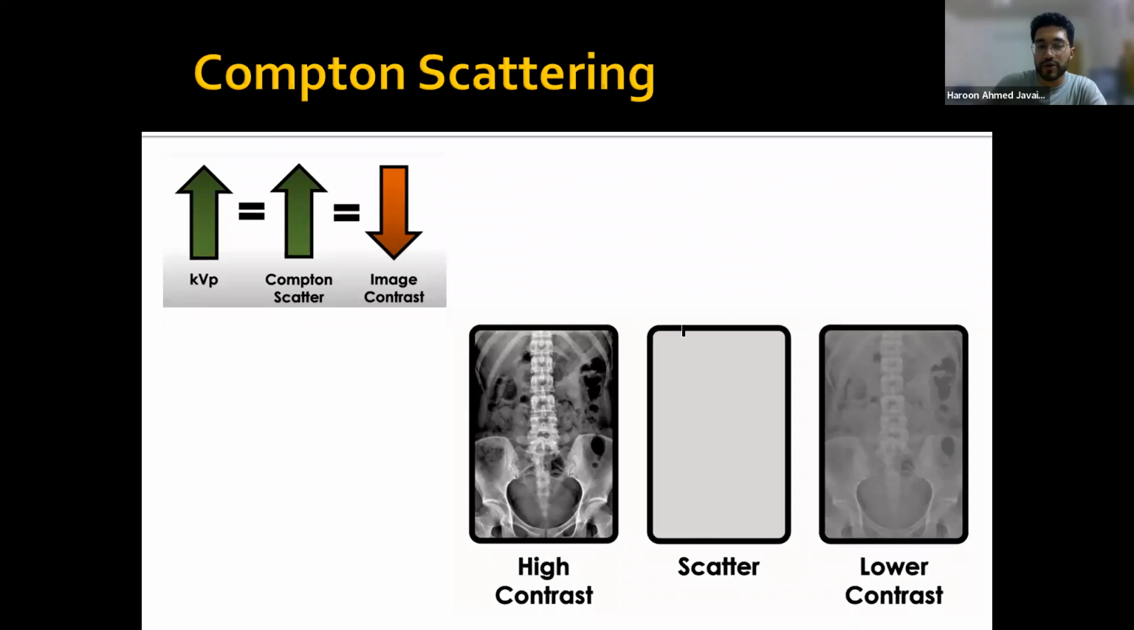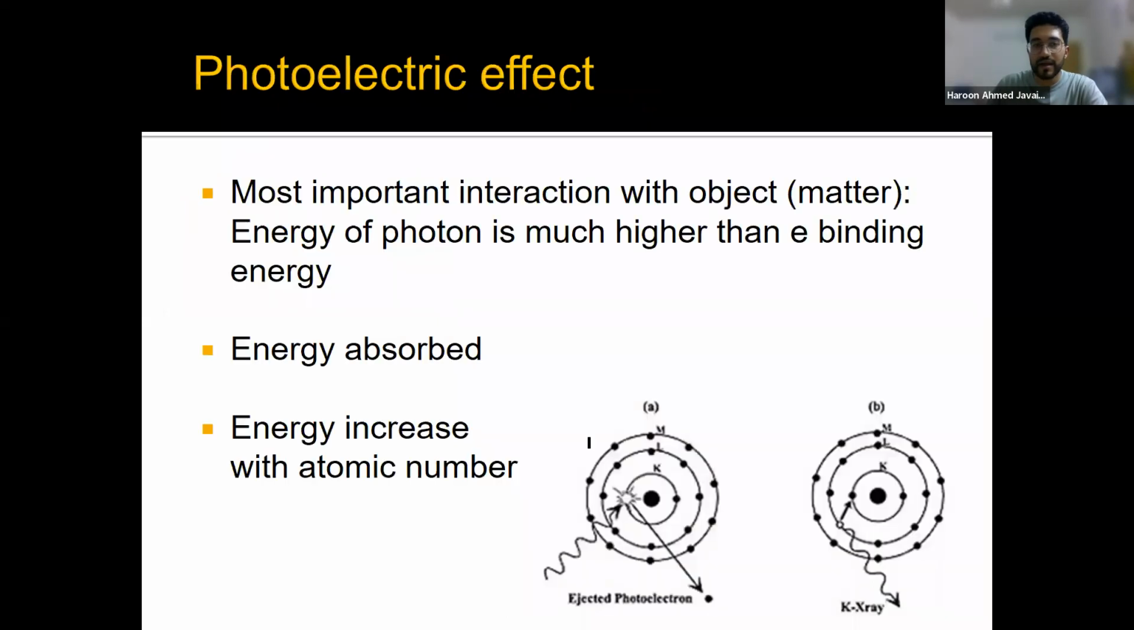Okay, so what do we have over here? We have an image which was of higher contrast, but if we do not exclude the scatter, what's going to happen is that there's going to be an image of lower contrast, or the quality is going to decrease. Yes, I'll tell you now.